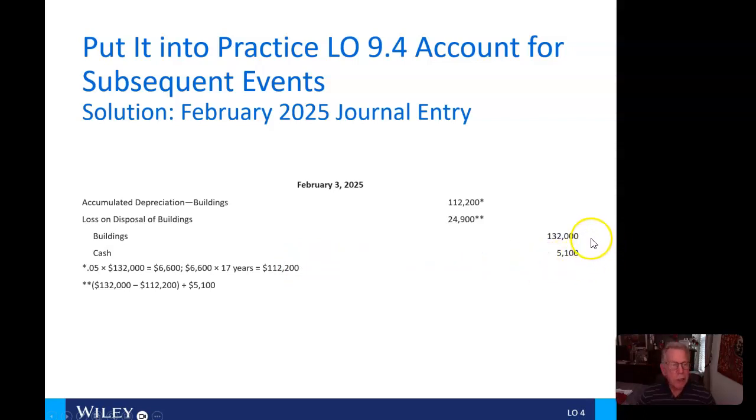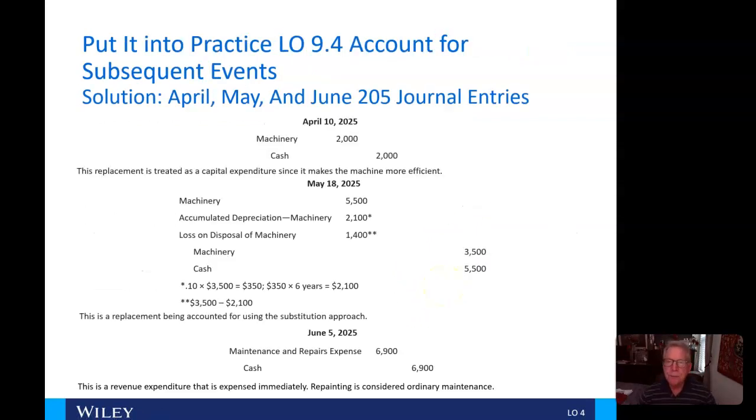We're going to make the building asset go away. We're going to pay $5,100 more in cash, and that means that our $24,900 will represent the loss on the disposal of the building. Then on April 10th, that's an easy one, we are going to capitalize that $2,000 because the replacement was treated as a capital expenditure that made the machine more efficient.